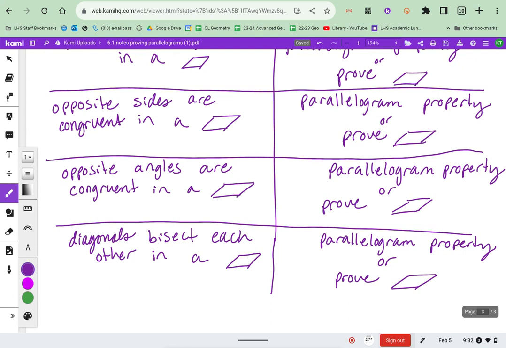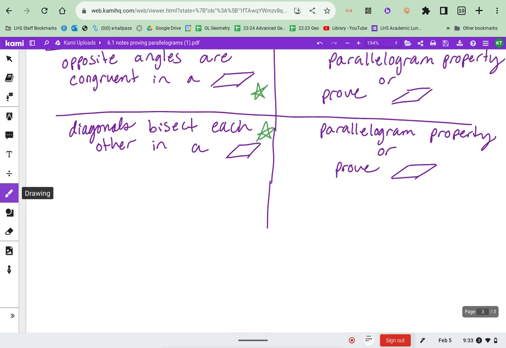And by the way, just keep in mind that all these things that we're looking at here on the left side, that's what you would essentially write down in your proof. So in our T-charts, we'll write things down like diagonals bisect each other in a parallelogram on the right side of our T-chart. So it's kind of wordy, but it works.